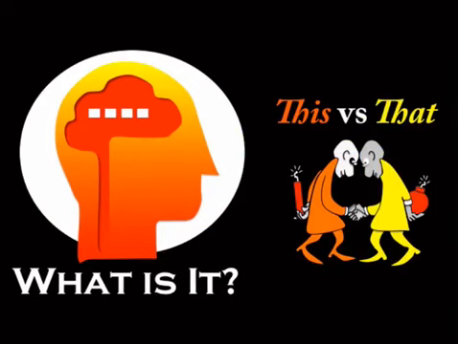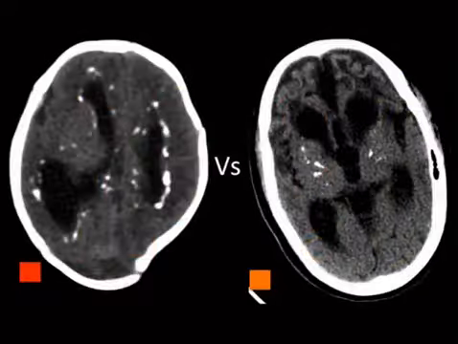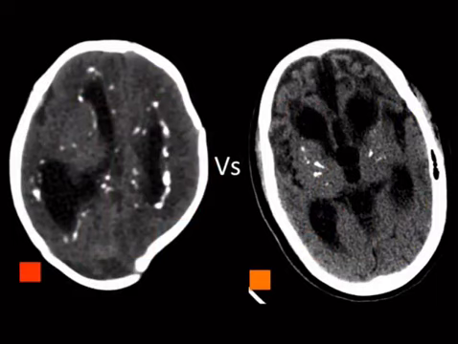All right, so our first case is a comparative case. This is versus that. You may recognize this one from my casebook, but it's high yield enough that I'm going to mention it again. We've got two pediatric-looking head CTs. Both of them are non-con. And the point of the case is to compare and contrast the calcification patterns.